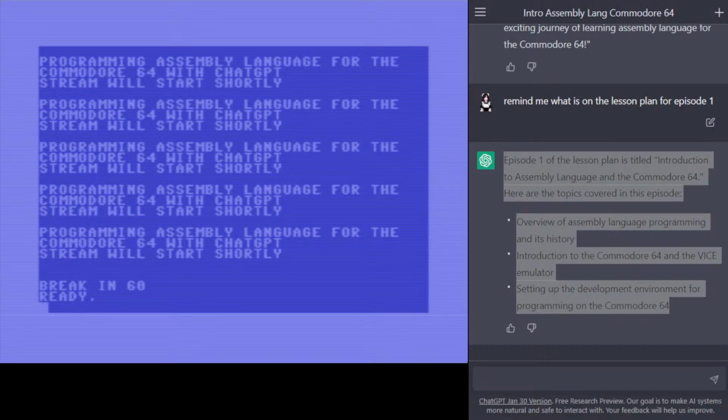Episode 1 of the lesson plan is titled Introduction to Assembly Language and the Commodore 64. Here are the topics covered in this episode. Overview of assembly language programming and its history. Introduction to the Commodore 64 and the Vice emulator, setting up the development environment for programming on the Commodore 64.